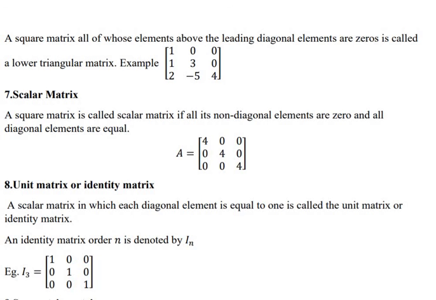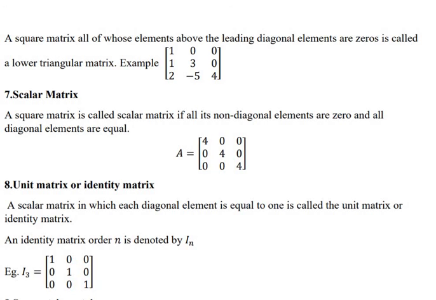A square matrix all of whose elements above the leading diagonal elements are zeros is called a lower triangular matrix. An example is given over here. As you can see, the elements in the leading diagonal are 1, 3 and 4, and all the digits above that are zeros. Hence it is an example of a lower triangular matrix.